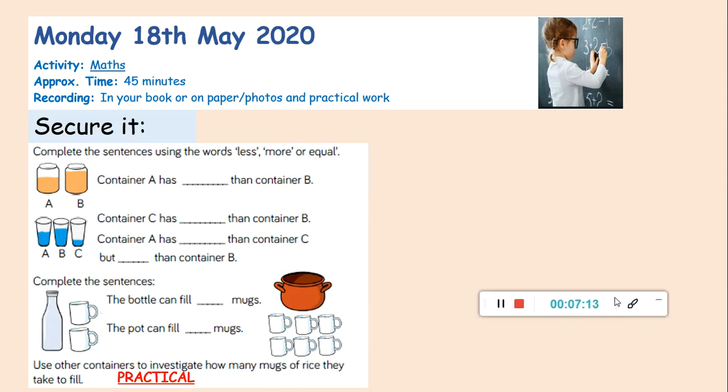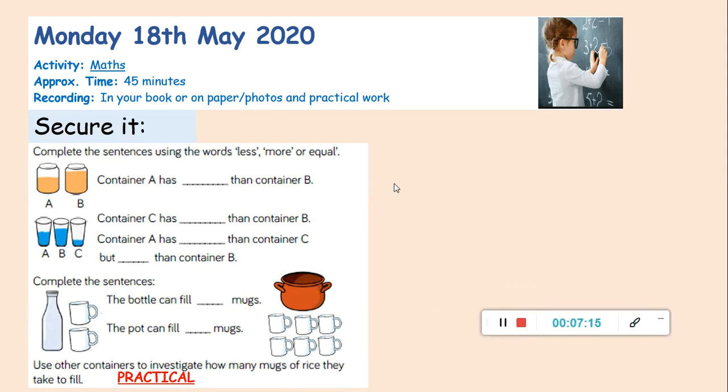So, there's 2 parts to this really. The first bit is this. Complete the sentences using the words less, more or equal. So you need to look at the containers. Container A has something than container B. So you need to decide, does it have less, does it have more, or is it equal to? Then we've got another one here, which is similar.